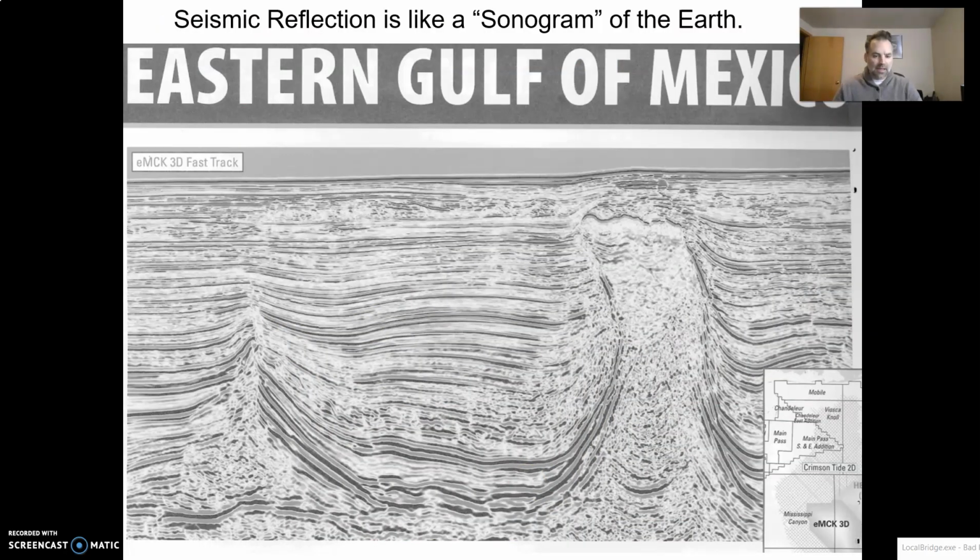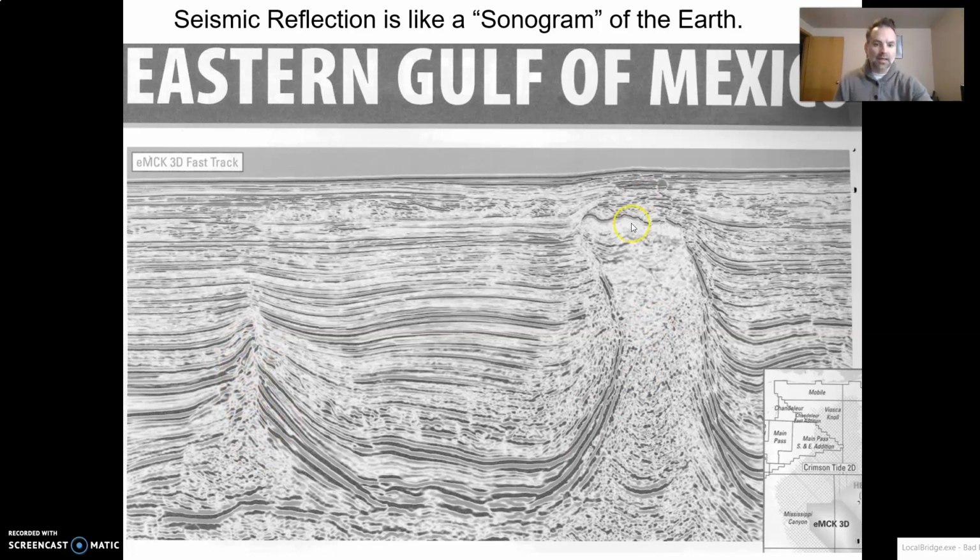So here's a seismic survey that was taken from the eastern Gulf of Mexico. Typically they call this a sonogram of the Earth. These are sediment layers, and you can make out the different layers and the actual structure itself. Here you can see a large structure that wraps around, and there could be a fault here, and it looks like the layers are faulted.